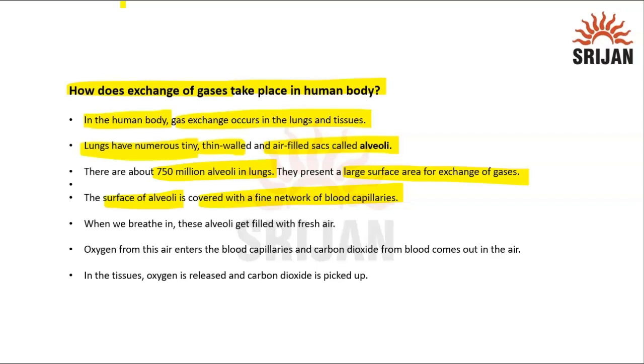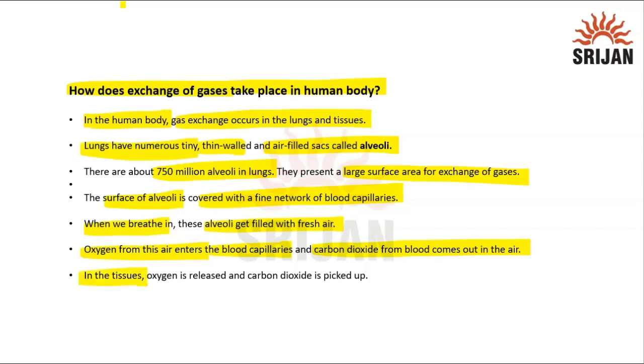Now, when we breathe in, we can say these alveoli will get filled with fresh air, which is the oxygen. Oxygen from this air enters the blood capillaries and the carbon dioxide from blood comes out in the air, first through the lungs and then through the air passage, and goes out from the body. So this is, in terms of lungs, the breathing process which is involved in the exchange of gases.